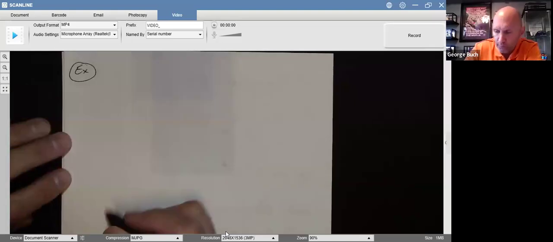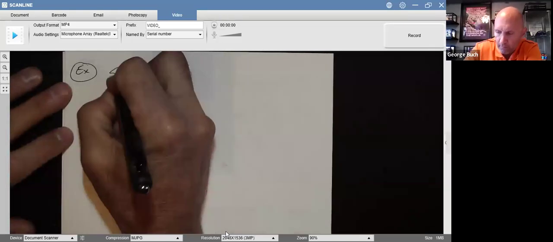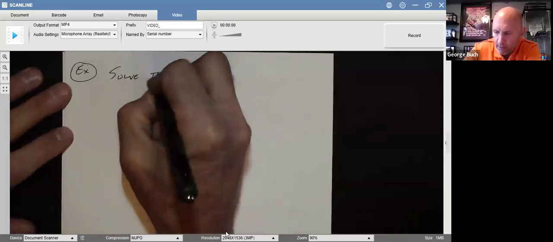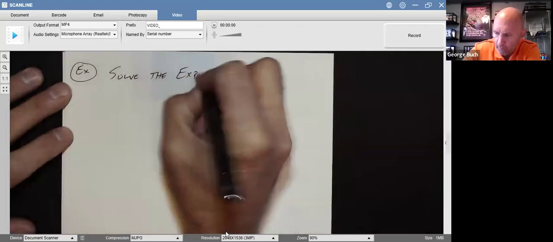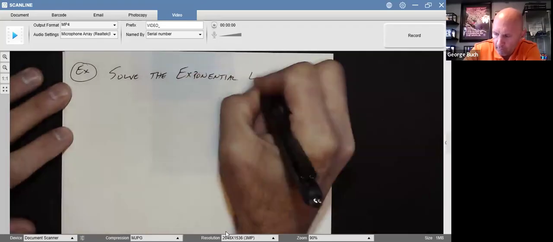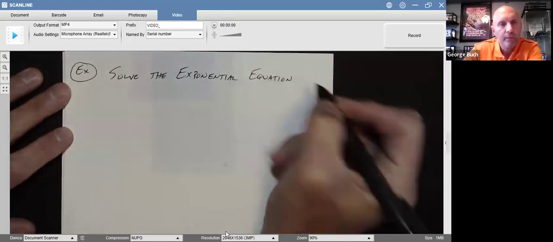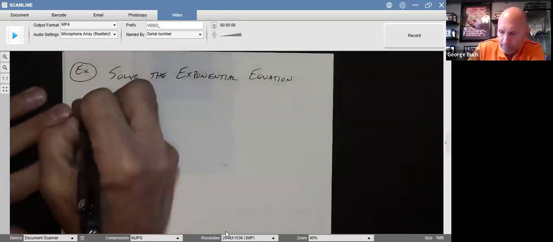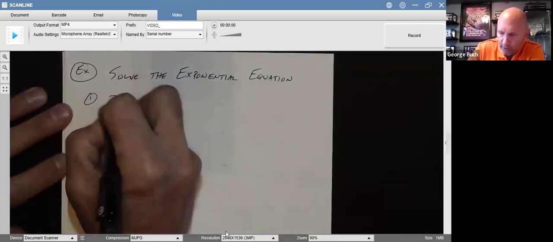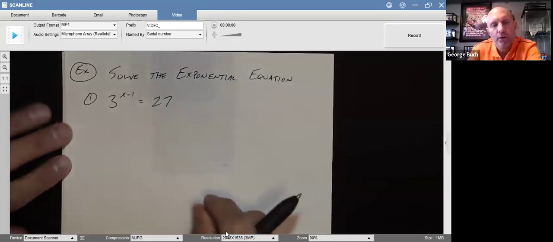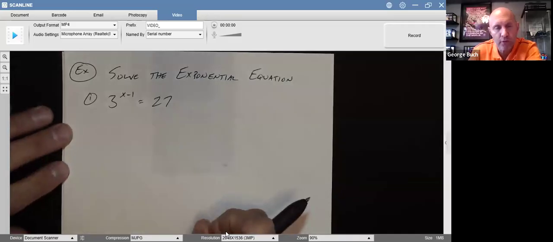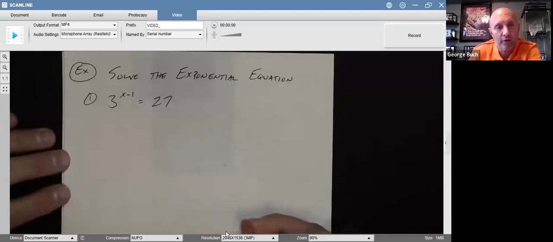All right, so first we are going to solve the exponential equation. The first one we have is 3 to the x minus 1 power is 27. You could use your logs or your natural logs and punch a bunch of stuff on your calculator, but you don't get a calculator on your test. So how are you going to do this one?